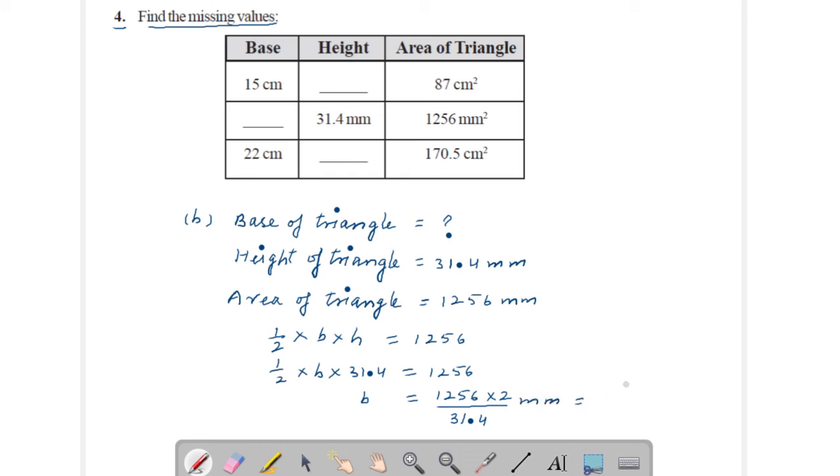And if you solve it, you will get 80 millimeter. Therefore, base of triangle equal to 80 millimeter. This is your answer.